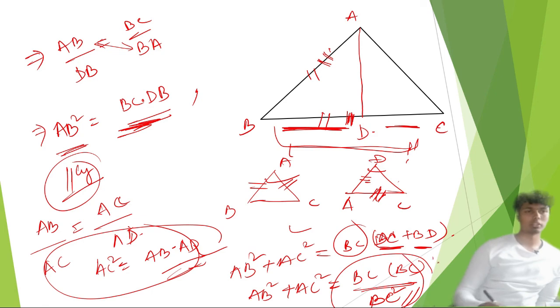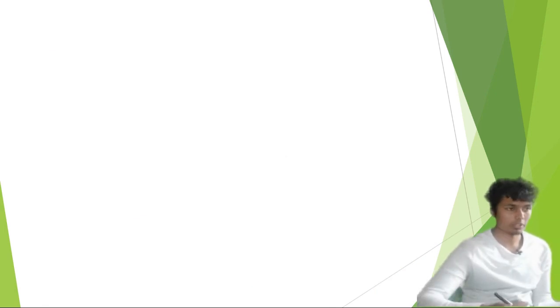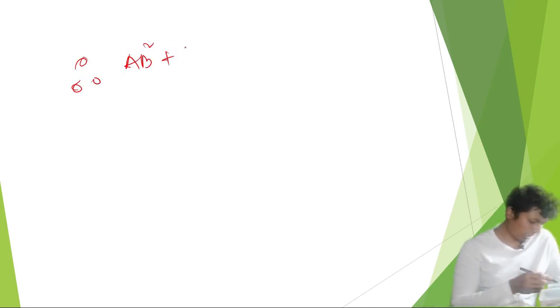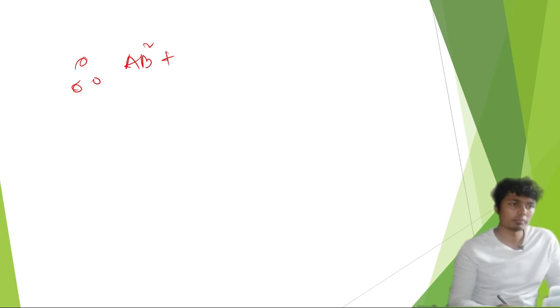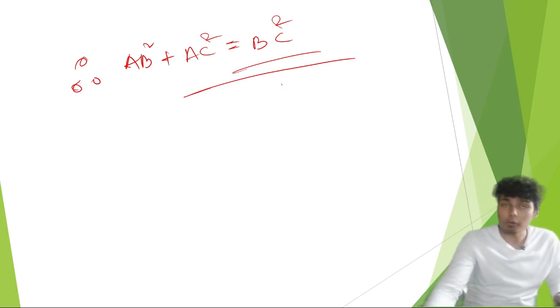So it is quite messy now. I don't know whether my image will give you the idea. So we can conclude, therefore, that AB square plus AC square is equal to BC square. This is the thing which you needed to prove. I hope you understood it.